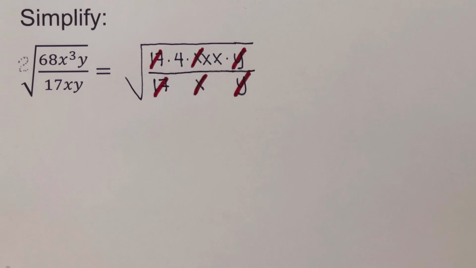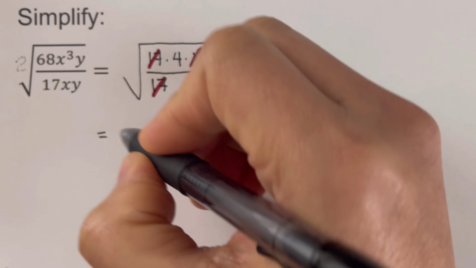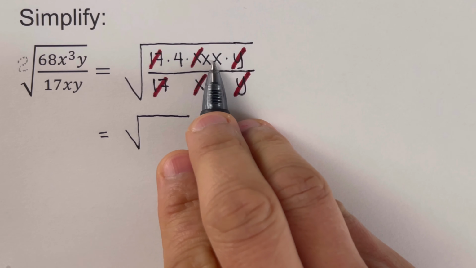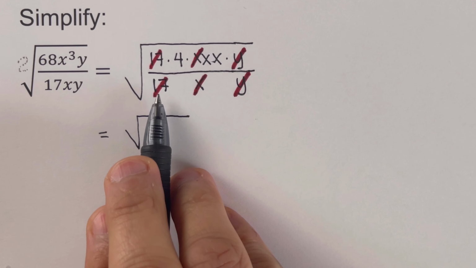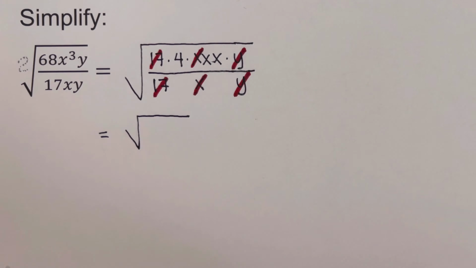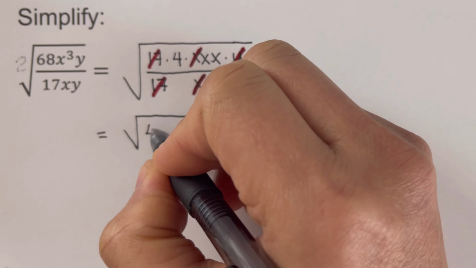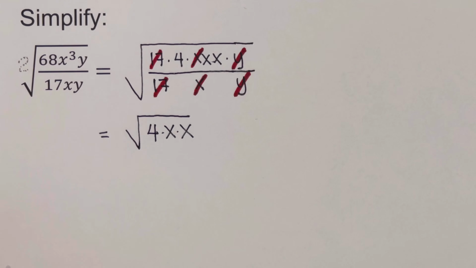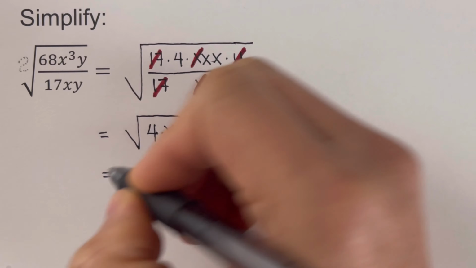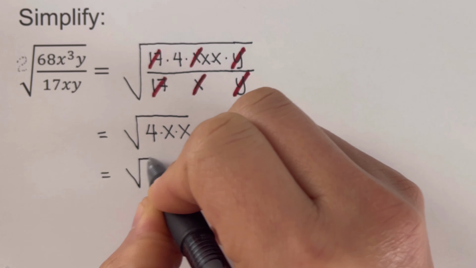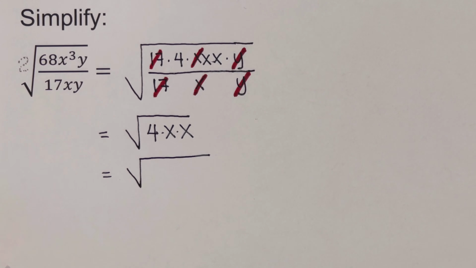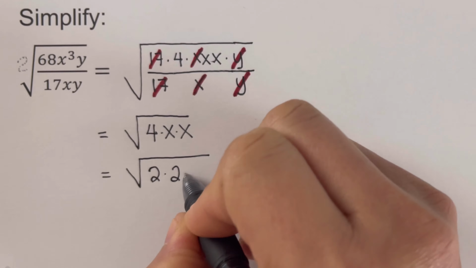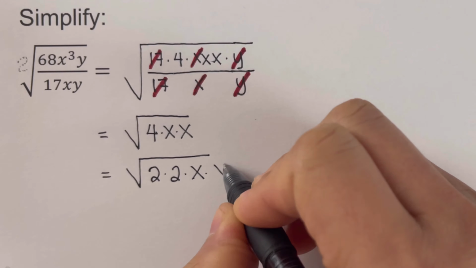So we are left with the square root of, the leftover here would be 4 and the 2 x's, and the leftover on the denominator is just 1. So I go ahead and write 4, x, and x. So we are going to expand this further. This 4 here, we can factor it out to its prime factors. So that would be 2 times 2 times x times x.